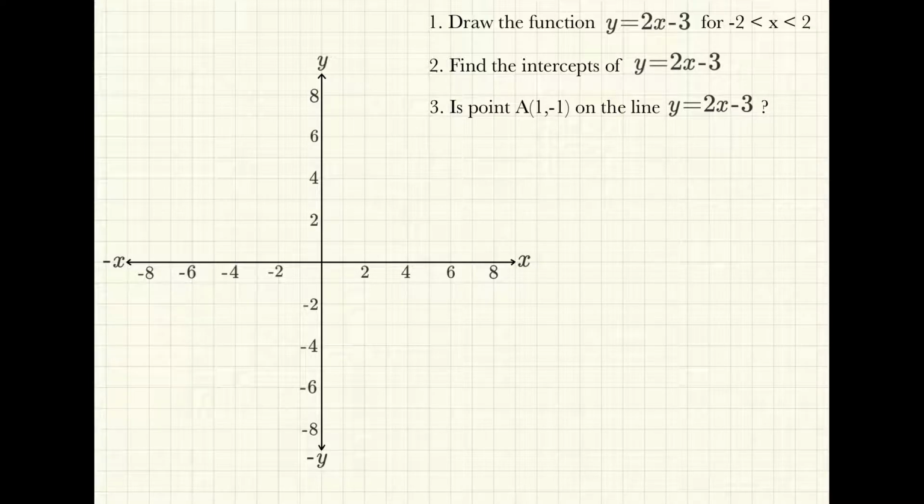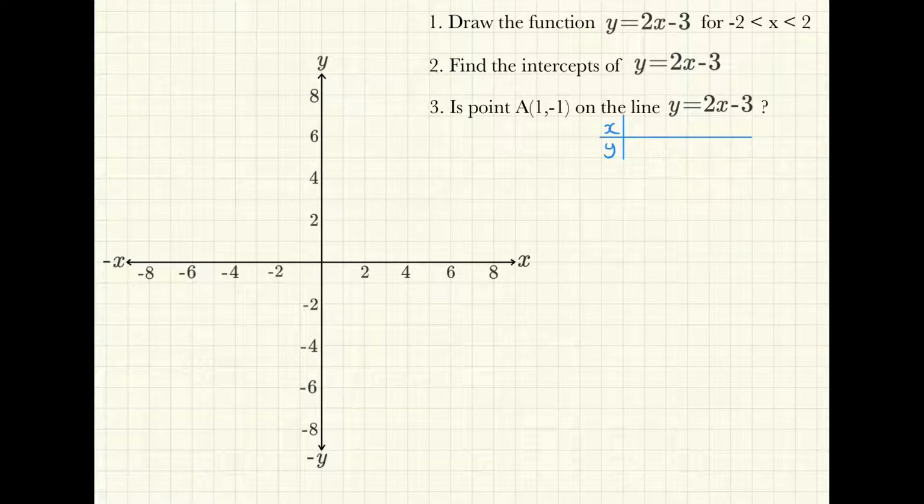Draw the function y equals 2x minus 3 for values in between -2 and 2 for x. All right, so as soon as you're asked to draw a function on a Cartesian plane, your immediate reaction should be to set up a table of ordered pairs. And so I'm going to do that below here. I'll do it right here, x and y. I'll use some straight lines here.